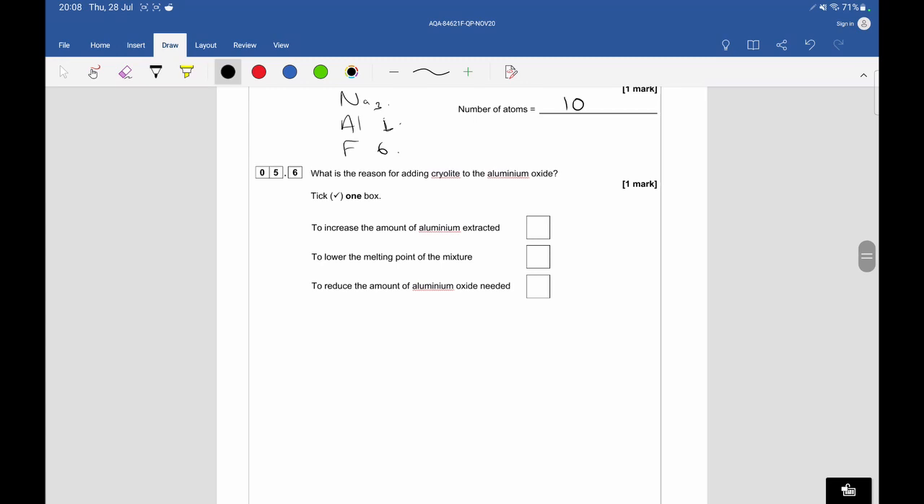What's the reason for adding cryolite to the aluminium oxide? We should be aware that it's to lower the melting point of the mixture.